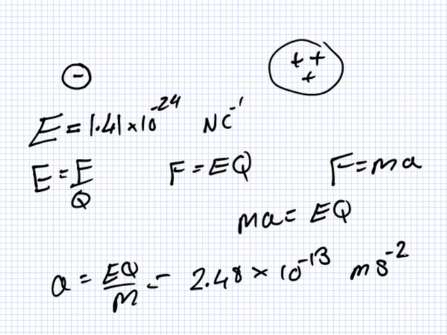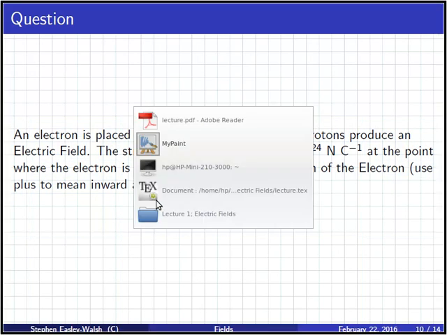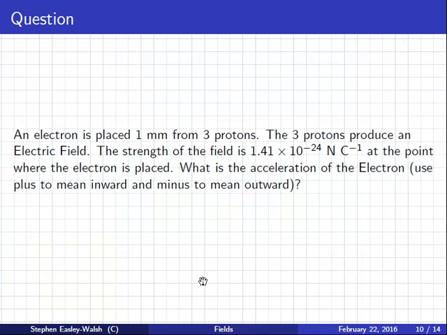Now, do I need a plus or do I need a minus? Is this moving towards the proton or is it moving away from the proton? It's moving towards, and in the question I said use plus to mean inwards. So yeah, it is a plus. Okay, did you write this down? Yeah. Okay.